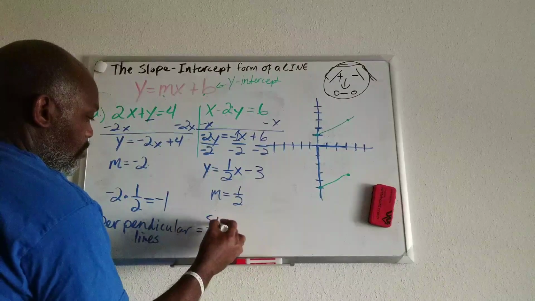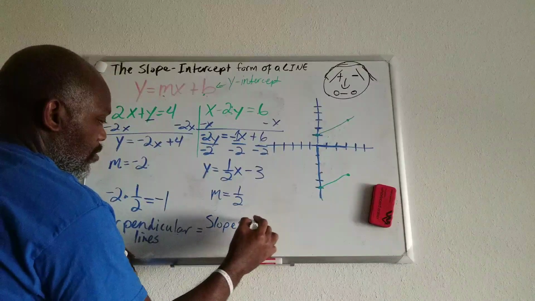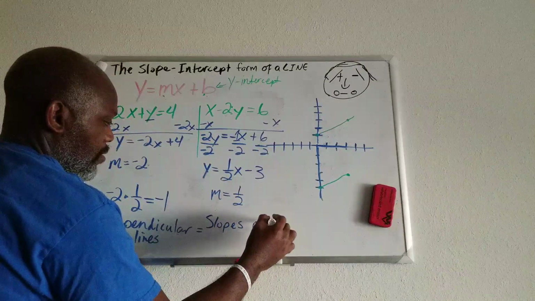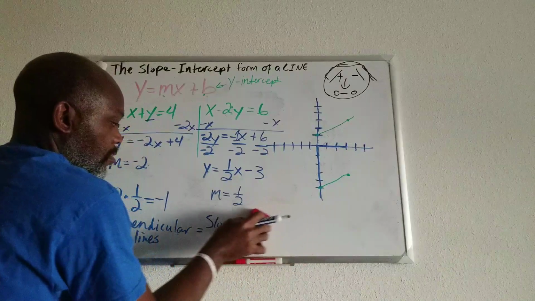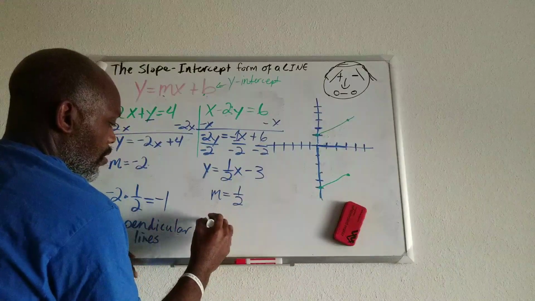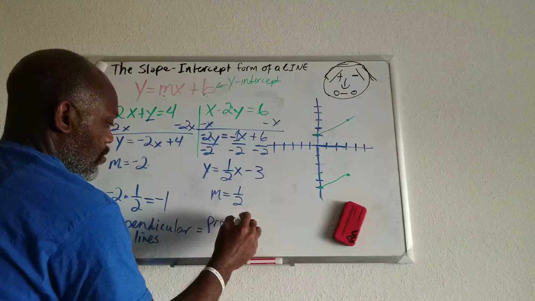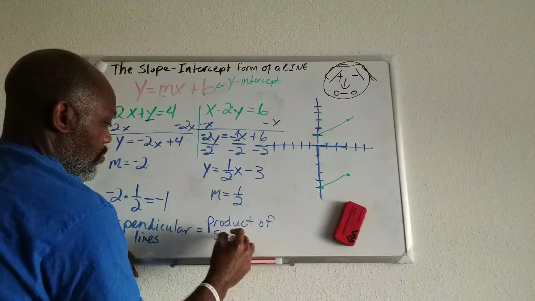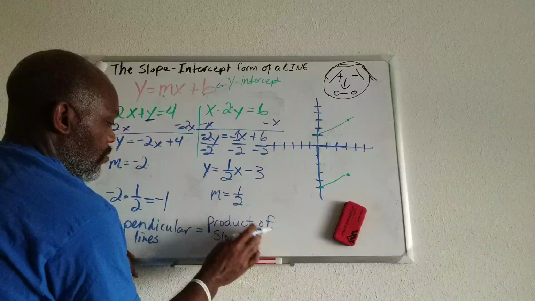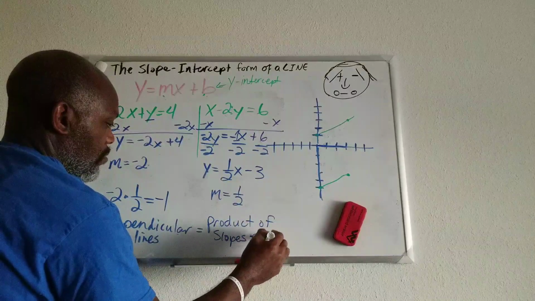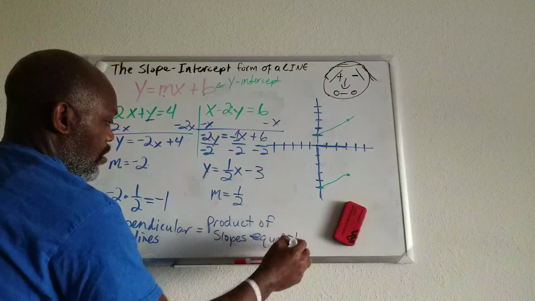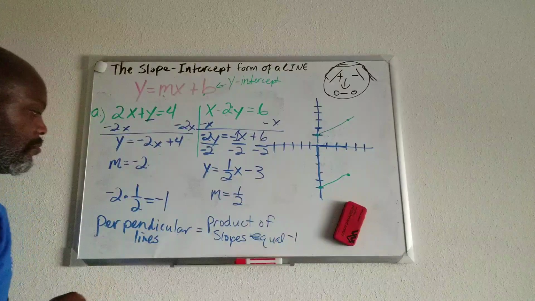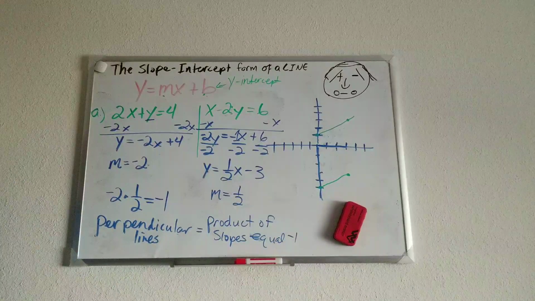Perpendicular lines is when the product of slopes equals negative 1. Okay? And they're perpendicular lines.